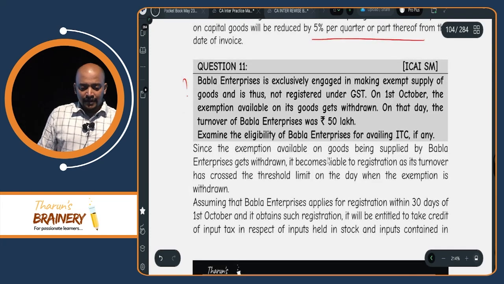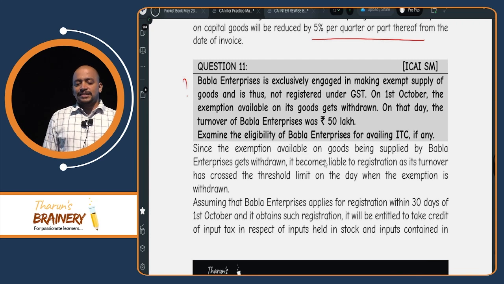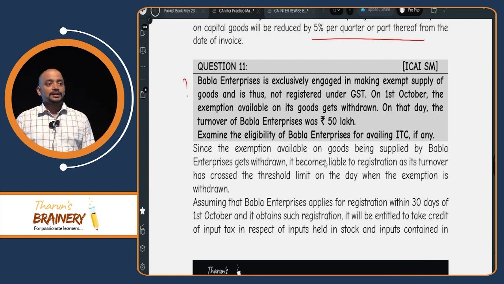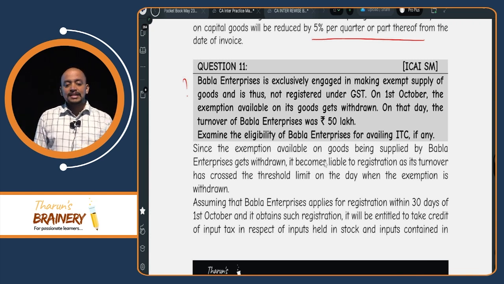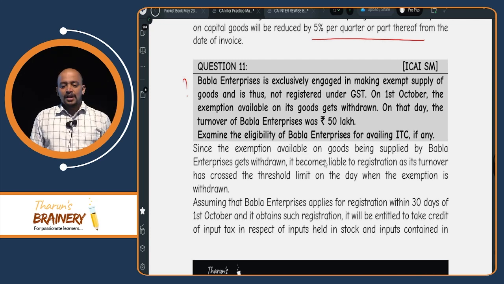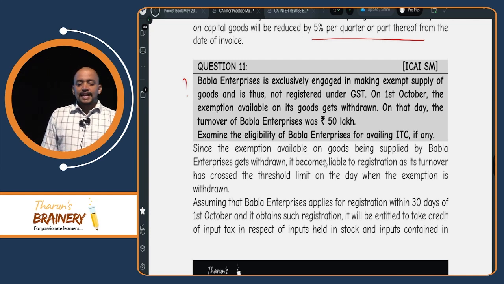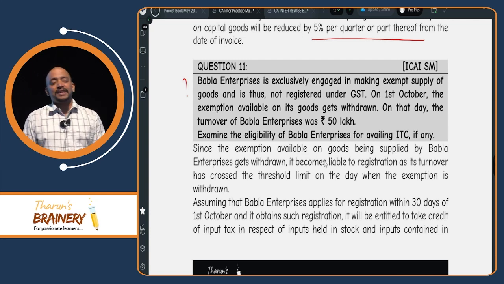Then question number 11. Babla Enterprise is exclusively engaged in making exempted supply of goods, and thus not registered under GST. On 1st October, the exemption available on the goods gets withdrawn. On that day, the turnover of Babla Enterprises was 50 lakhs. Examine the eligibility of Babla Enterprise for availing ITC. 18(1)(a) or 18(1)(d)?